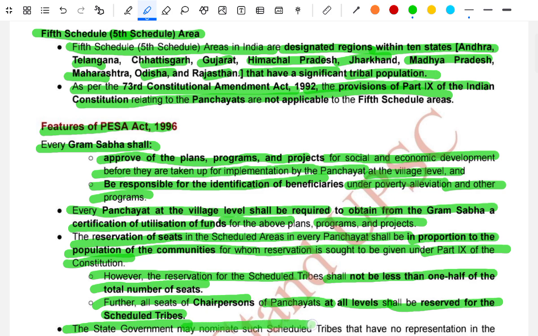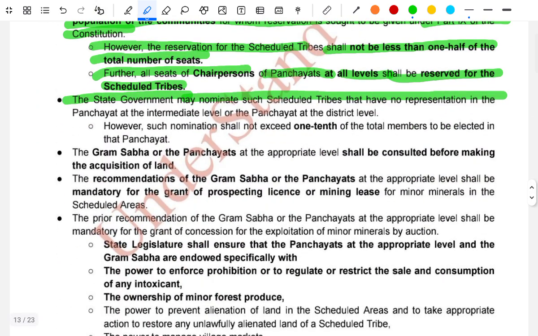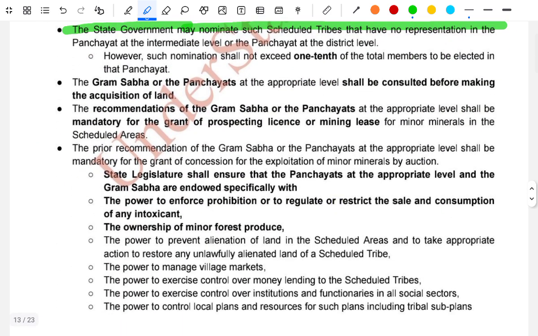The state government may nominate such Scheduled Tribes who have not been given representation in the panchayat at the intermediate level or the panchayat at the district level. However, such nomination shall not exceed one-tenth of the total members to be elected in that panchayat.